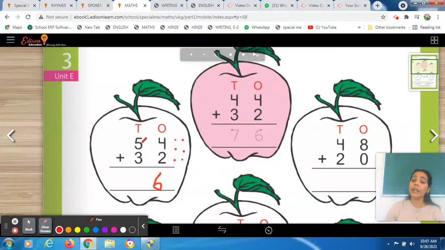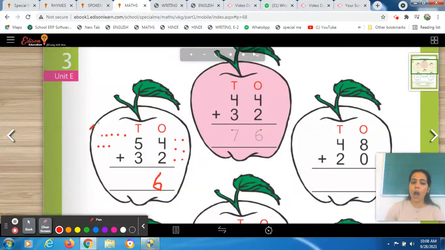Okay. Now in the same way, we have to do the left hand side. So firstly, we will see the number 5. So take 5 beans. One, 2, 3, 4, 5. Okay, the next number is 3. We have to add 3 more. So take 3 beans and add. One, 2, 3.